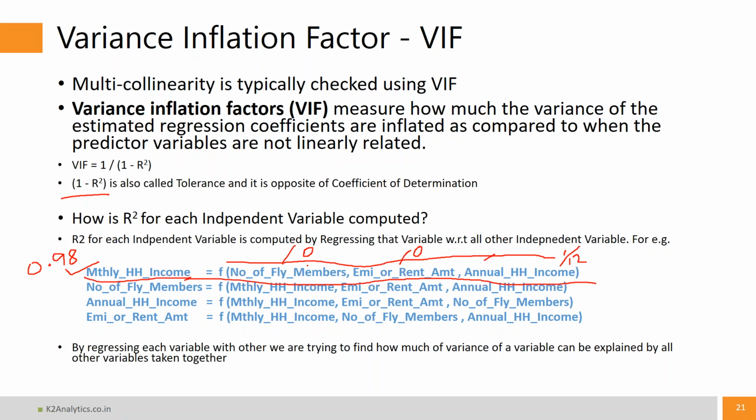I will get a model which may be good, bad, ugly, whatever, I'm not bothered. And that model will have an R squared. If the R squared is high, it means that the independent variable which I made dependent can be predicted as a function of all other independent variables. And that can only happen if some variables are very correlated.